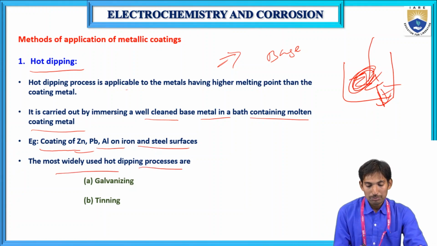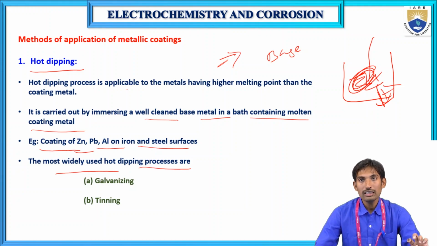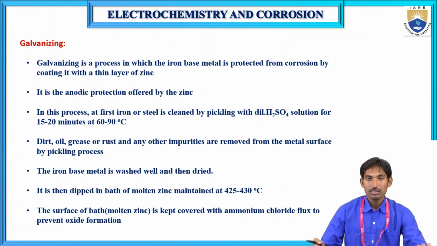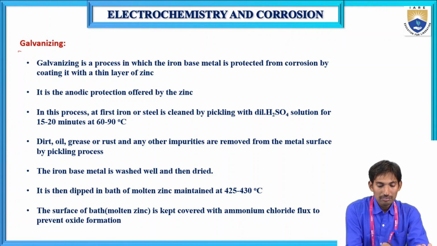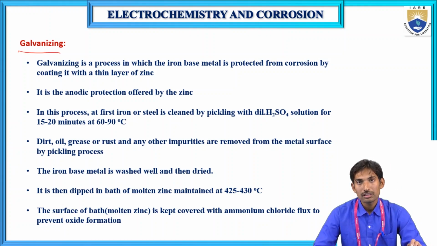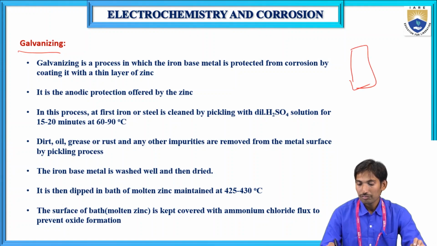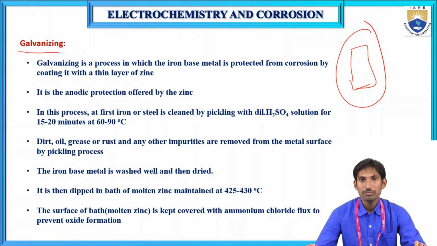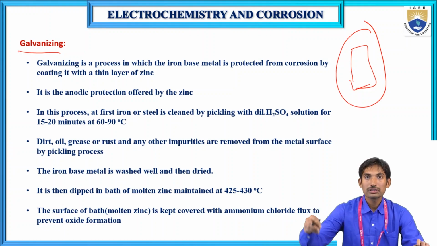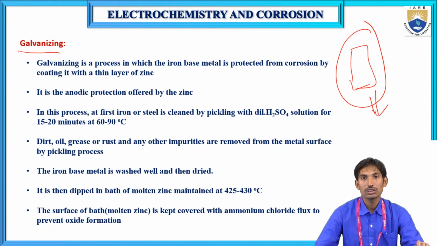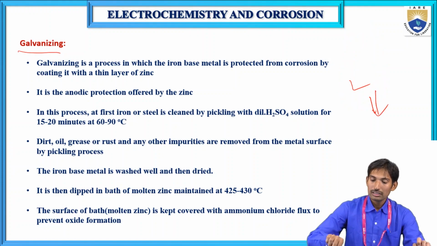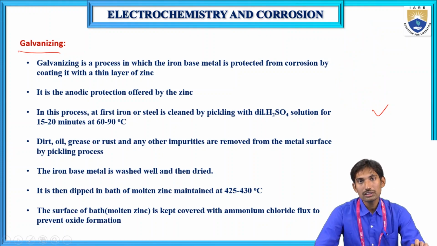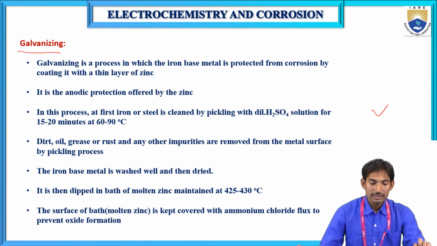The most widely used hot dipping processes are two. What are they? Galvanizing and tinning. The first one is galvanizing, the second one is tinning. Let us see galvanizing. What is galvanizing? In the galvanizing process, we have to protect our base metal with zinc coating metal. Our base metal will be immersed in the molten zinc. That is called galvanizing. The base metal is protected with the help of the zinc coating.